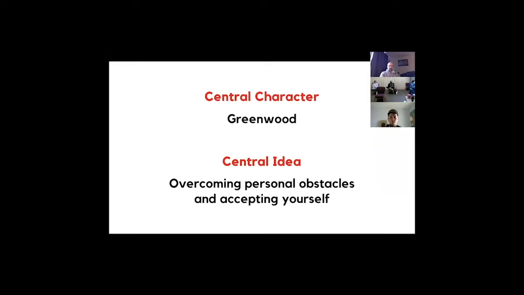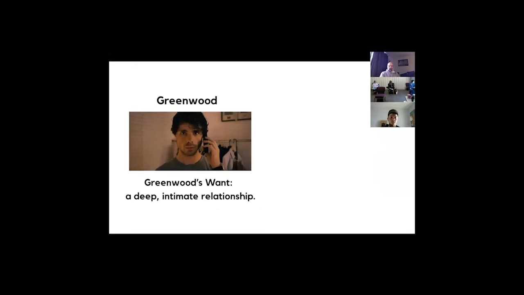So now we have our central character and the central idea behind the story. These are the guiding ideas of almost every great dramatic story. A character struggling with their own beliefs as they come into conflict with the world. Now that we have an understanding of what the story is about philosophically, we can begin building the other characters in the story. Okay, so this is a love story. Greenwood wants to find a deep, intimate relationship. So he needs a love interest.